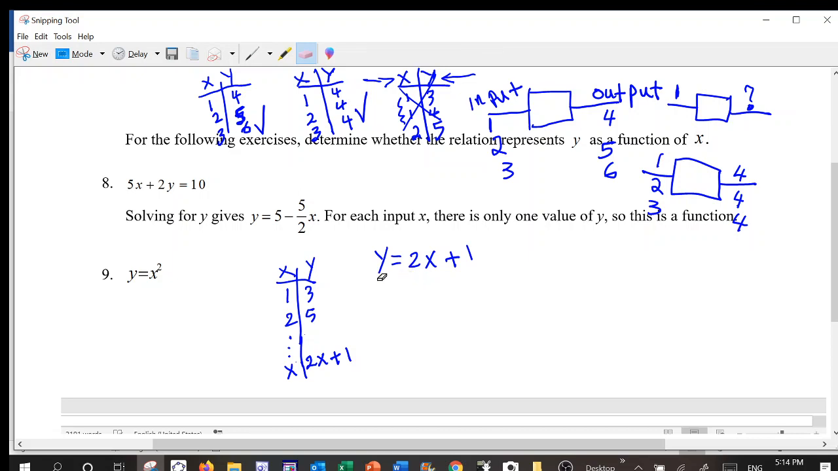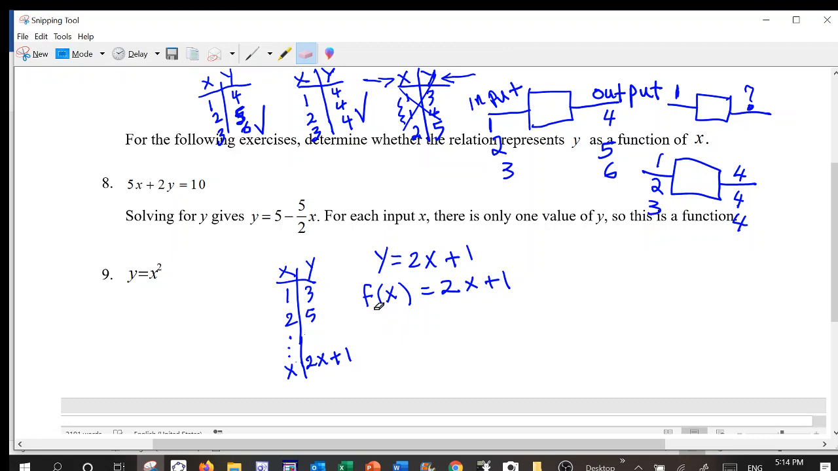Now, instead of writing the output equals 2 times input plus 1, that's what this is, we write something like this. And this idea is called function notation. So it's a notation we use to indicate that this relation is a function. That's all there is to it. So when you see this, you read it as f of x. F of x equals 2x plus 1.